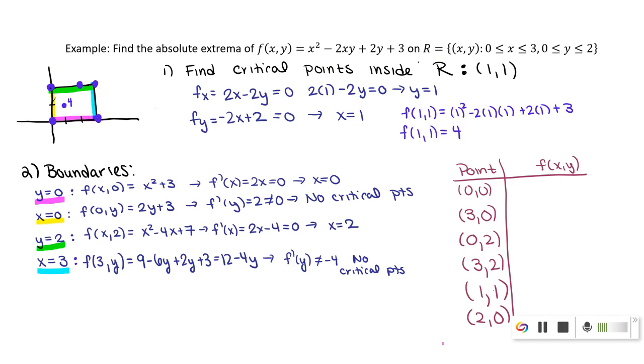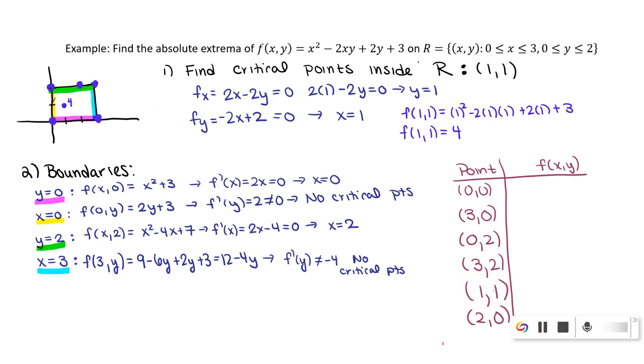All right, so basically all of the blue dots on the image are places that I have to check. I had that one interior critical point located at 1, 1. And then the other 5 points are either endpoints of boundaries or critical points along boundaries. And so basically what I'm going to do is check the function value, the z value, at all, I guess it's 6 of these points.